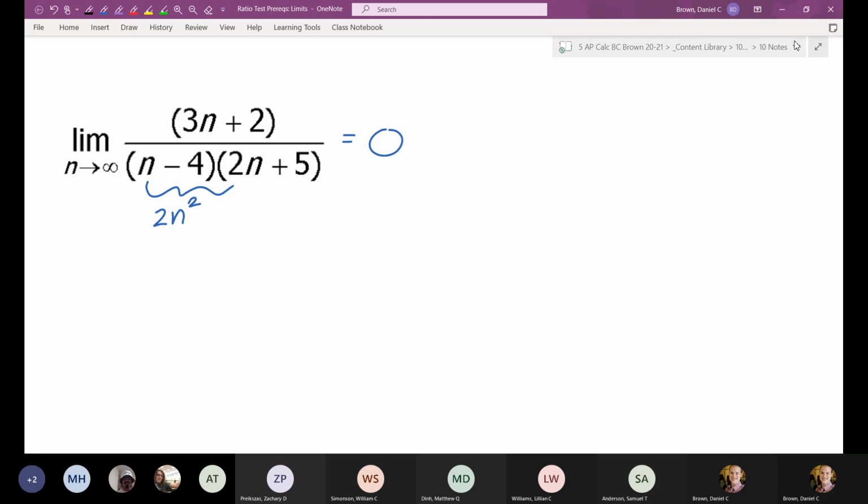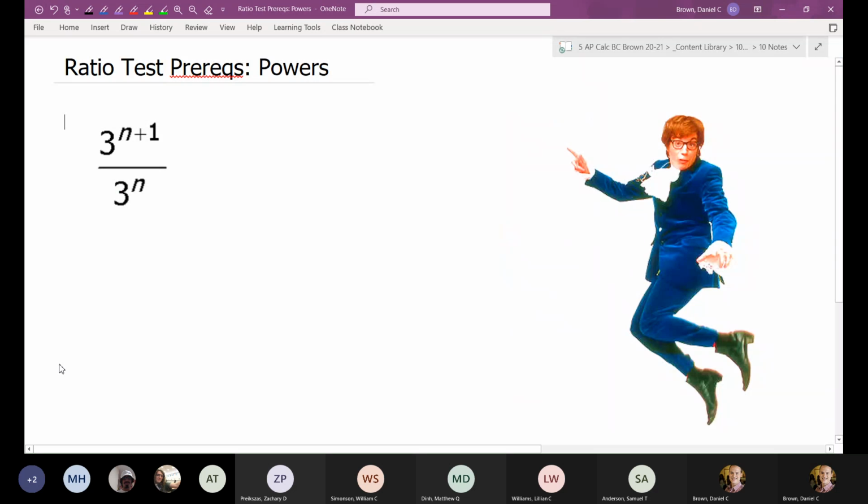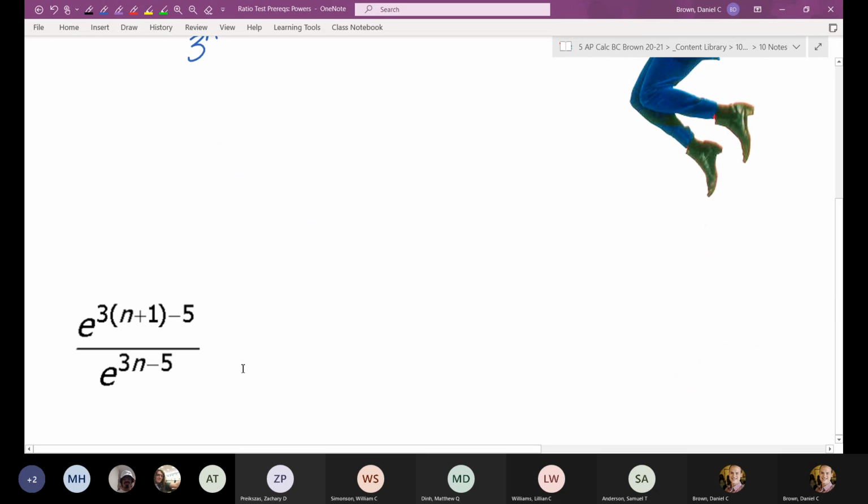Other prereq skills we have, besides limits, deal with exponents that we want to be able to simplify fairly easily. If I have 3 to the n plus 1 divided by 3 to the n, what is that going to reduce to? Just 3. Two ways to do it. You can say those are the same base, so when you're dividing, you subtract the exponents, which gives you just 3. The other way is you could split up the 1 in the numerator, and you're still going to get 3. That is something I would expect you to do fairly quickly.